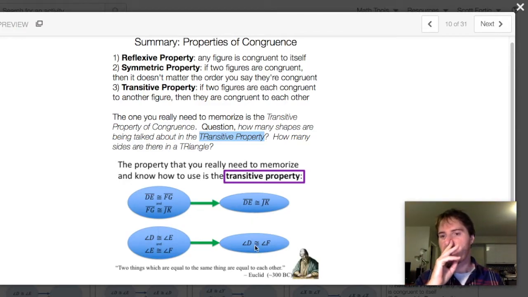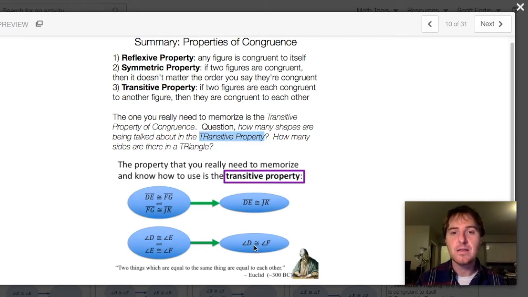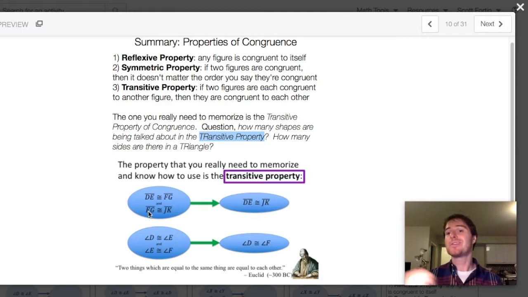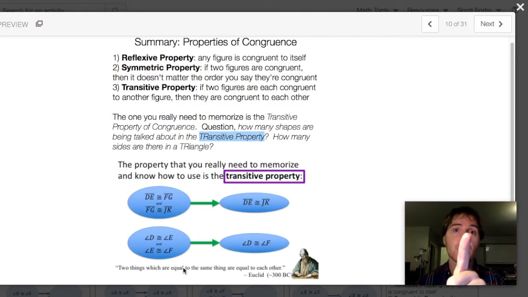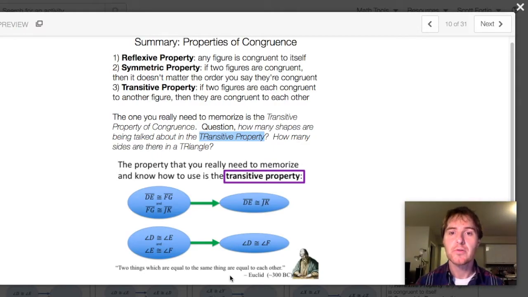So one thing that I sort of differentiate it with the substitution property is you're technically building out a brand new equation. You're not substituting a segment DE in for FG right here. You can maybe make the argument that you're doing that, but a better reason is that this is the first thing, something called a common notion that Euclid wrote about in the Elements, and it's his very first common notion: that two things which are each equal to the same thing are equal to each other.